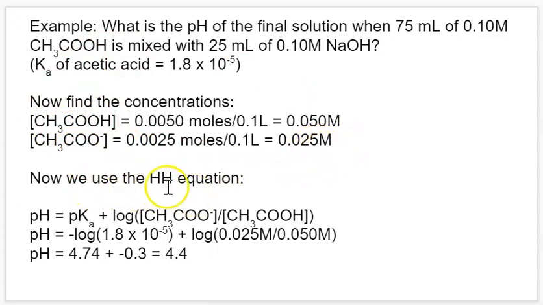So now I can plug this all in to the Henderson-Hasselbalch equation. So the pH is going to be equal to the pKa plus the log of the conjugate base over the acid concentrations. So that's going to be negative log of the Ka, which we got from the setup, plus 0.025 over 0.05. And that's going to give us pH is equal to 4.74 plus negative 0.3. And the final pH of the solution is going to be 4.4.